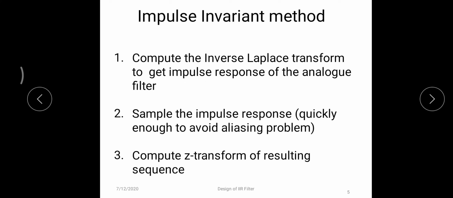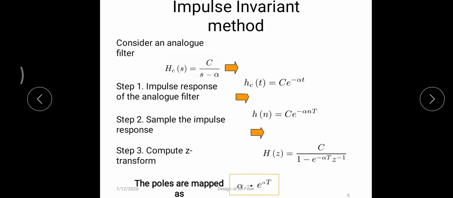Now we will start with the impulse invariant method. There are three important steps. First we have to take the inverse Laplace transform to get the impulse response of the analog filter. Then that analog impulse response has to be converted into digital impulse response. Then take the Z transform. These are the basic three steps to be followed in impulse invariant. Okay, so we'll follow the previous slide.